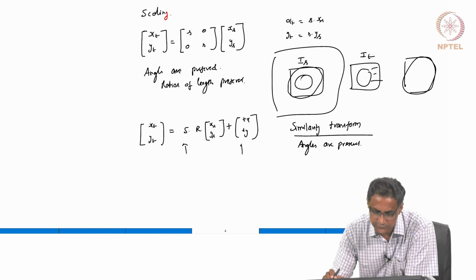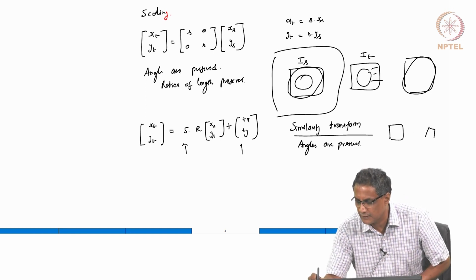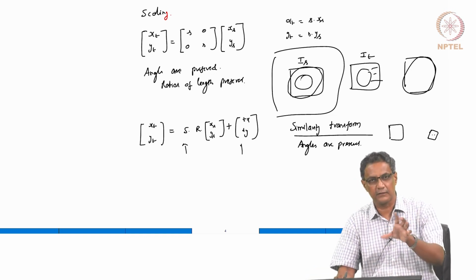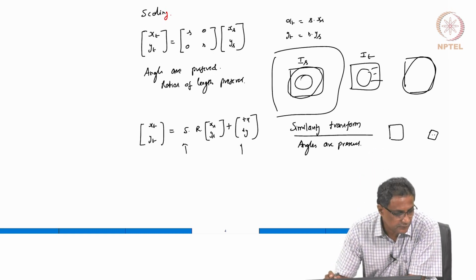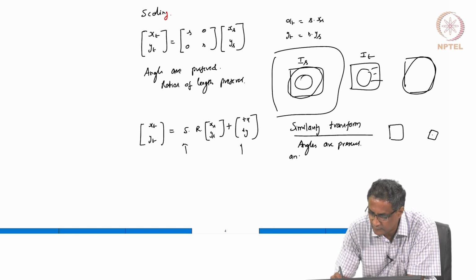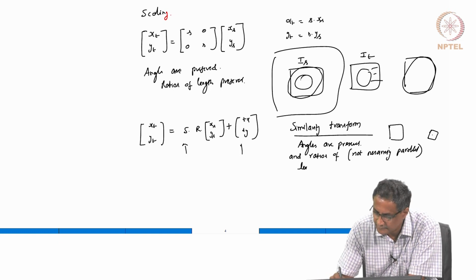So it's like saying that you have this, and then you rotate, and it should be something like that. You scaled, rotated, translated. Angles are preserved, and ratios of lengths are preserved, but lines are not necessarily parallel. Lengths, that also applies to this, by the way.